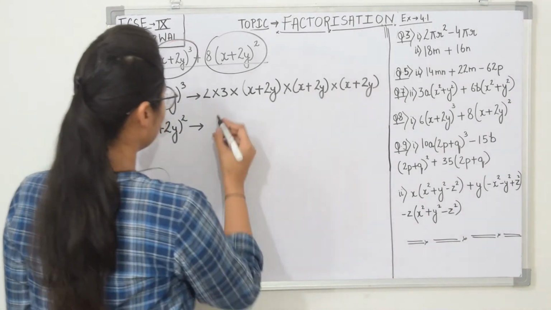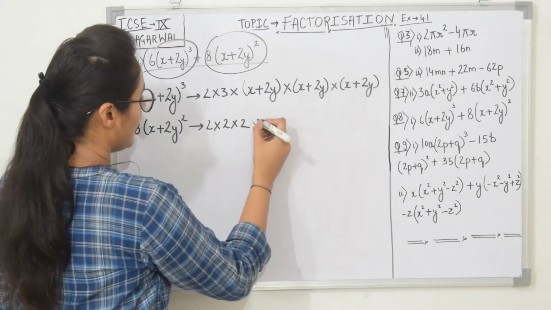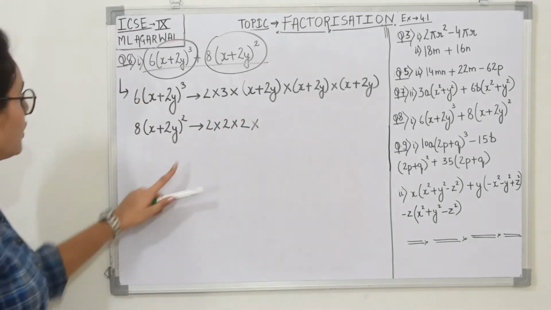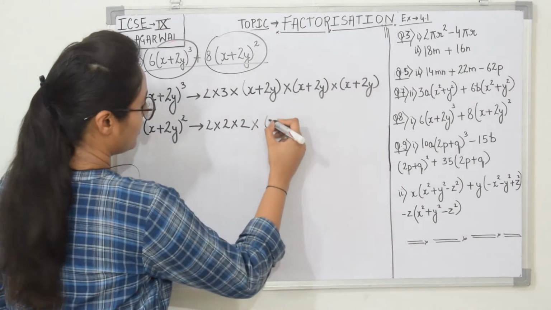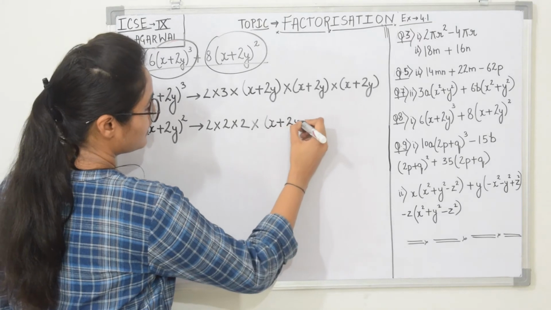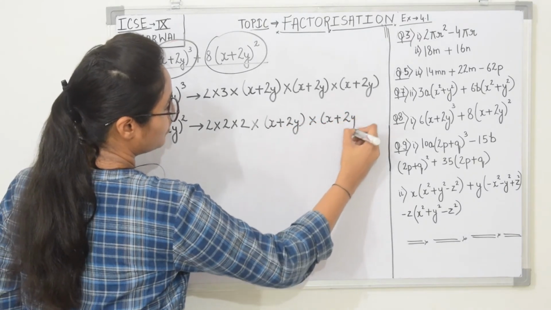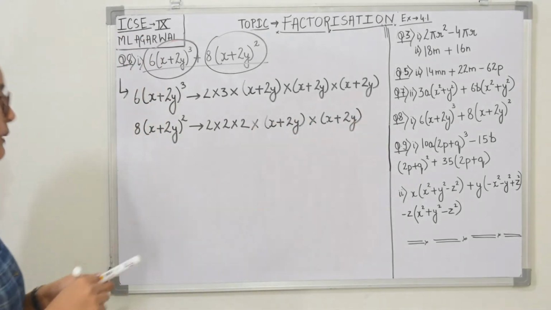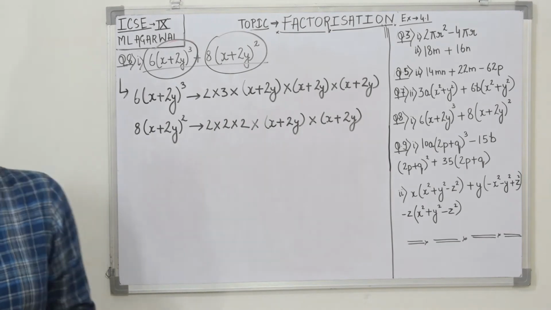Okay, now see 8. We can write it down: 8 was 2 into 2 into 2. And now you have (x + 2y)². That means you have to write it down (x + 2y) 2 times. So now this will be (x + 2y) into (x + 2y). Now it will be very simple for you to filter out the common terms without making any mistake.